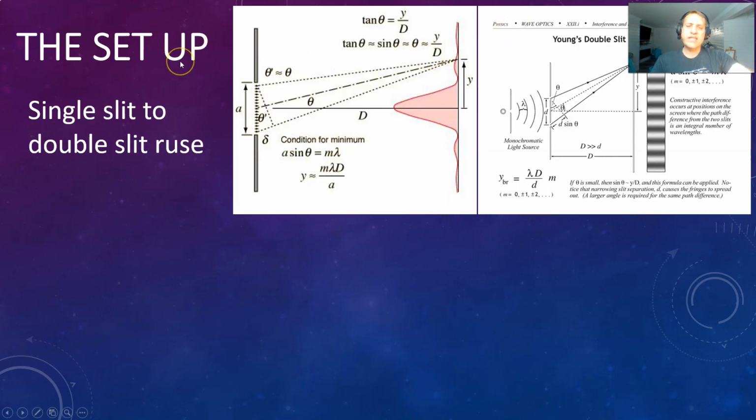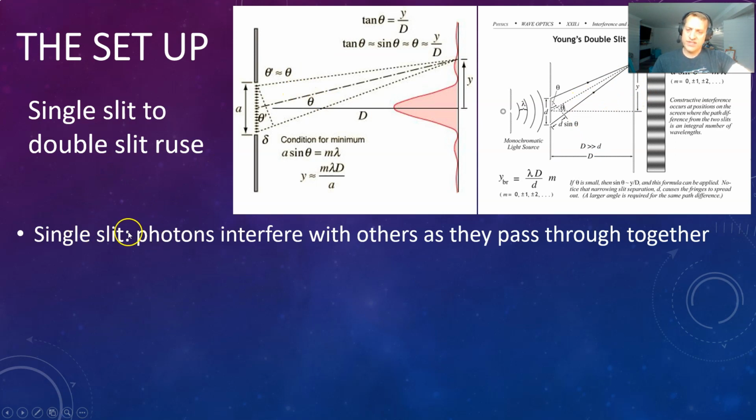Okay, so here's the setup. Here's the ruse, right? So, single slit to double slit ruse. Here's the single slit experiment, and then here's the double slit experiment. In the single slit experiment, photons interfere with other photons as they pass through the slit together. That makes sense. What you have is diffraction. You have photons going through this little gap. The photons diffract, which means they bend around these edges a little bit. Then different photons, like one bends this way and one bends this way, and then just the waves. It's not shown here very well, but anyway, what happens is that the photon waves either constructively or destructively interfere with each other, and that gives you the interference pattern.